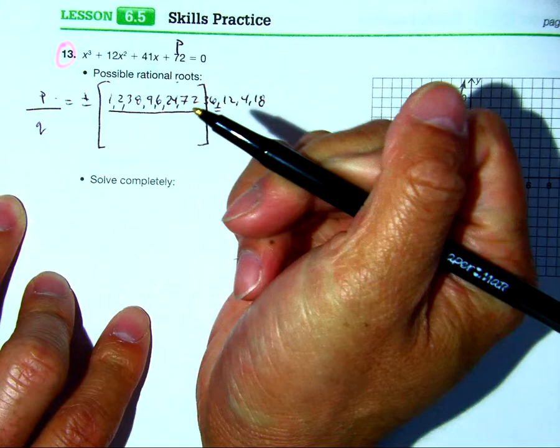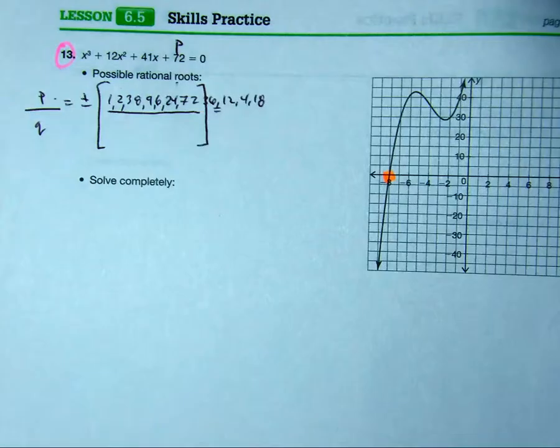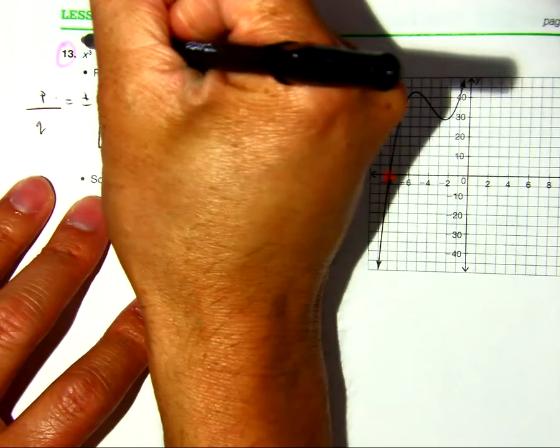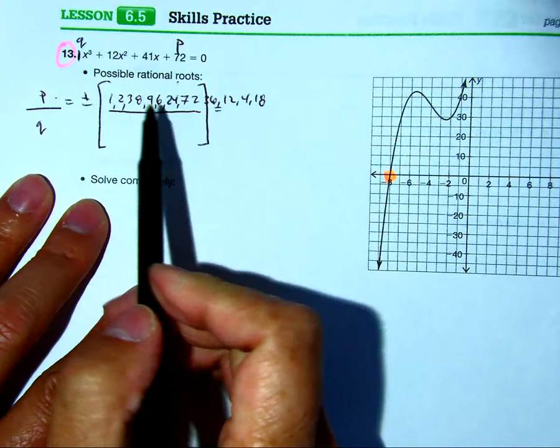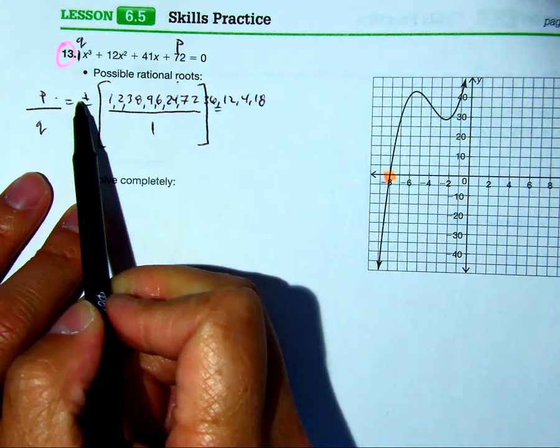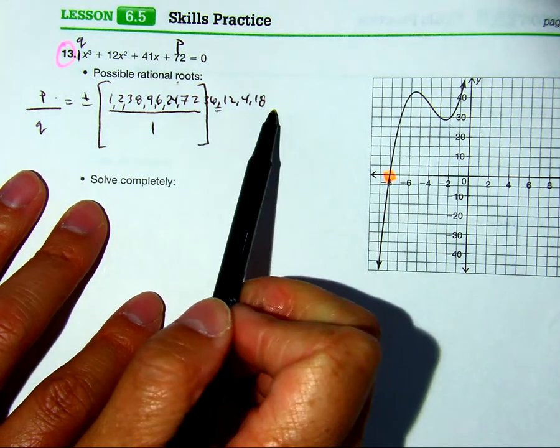And our Q value, Isaiah? 1. So all the numbers we're going to test are basically positive and negative, all of these numbers. Okay?